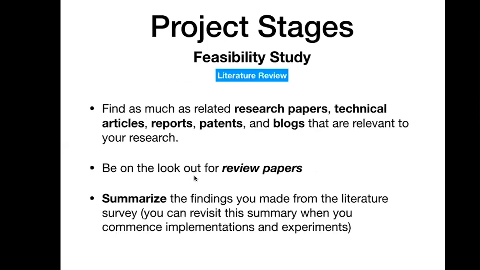And then we'll start looking at the literature survey, which is basically about reading as many research papers, technical articles, reports, patents, and blogs as possible that are relevant to your research. So this is the stage where you get to know the problem and the background details surrounding your project, so that you can get a very broad understanding of the topics, how you can approach this problem, and what the existing methods are before you formally start your research.